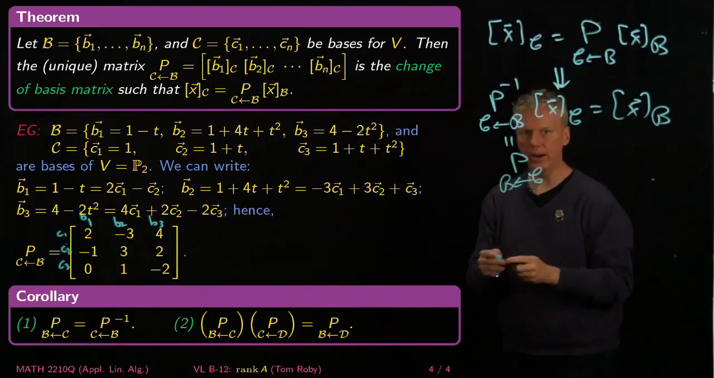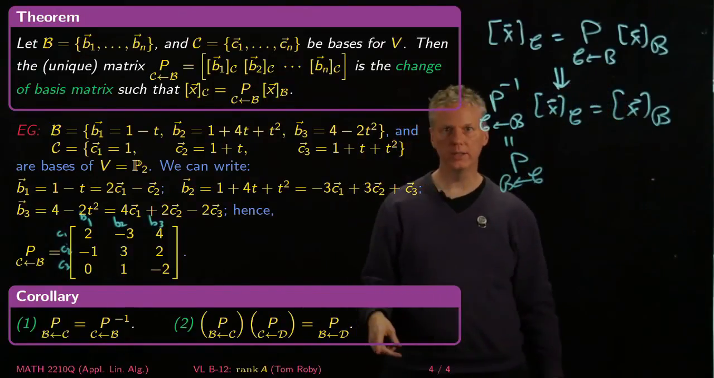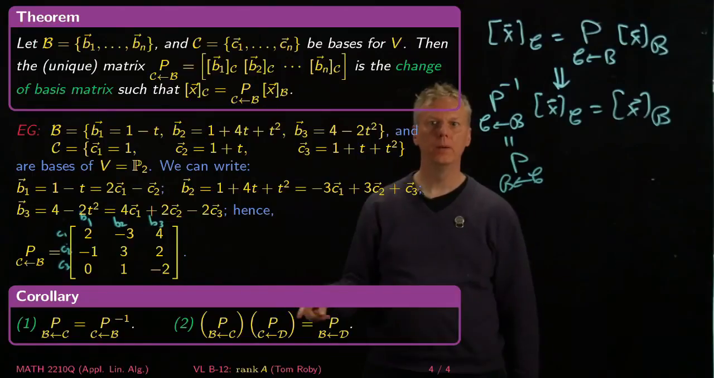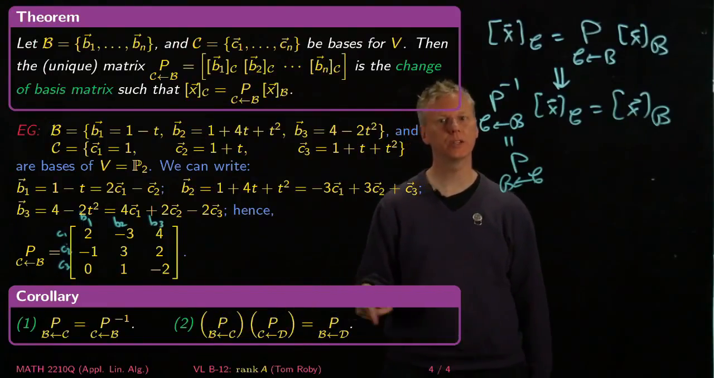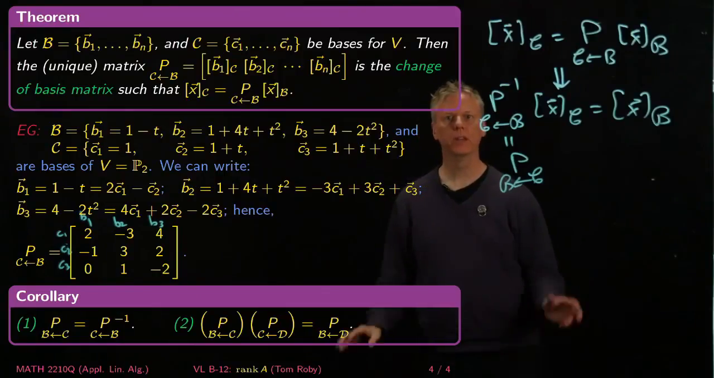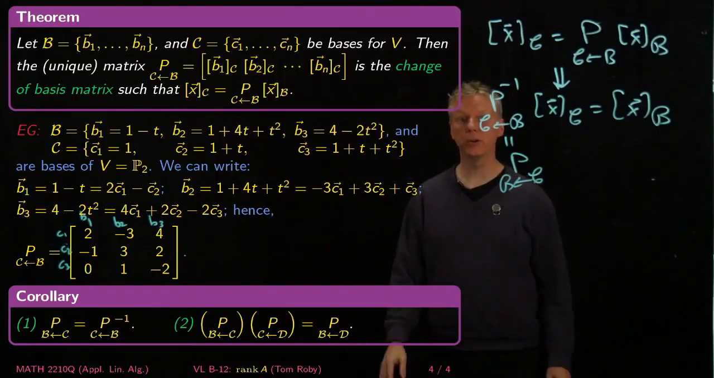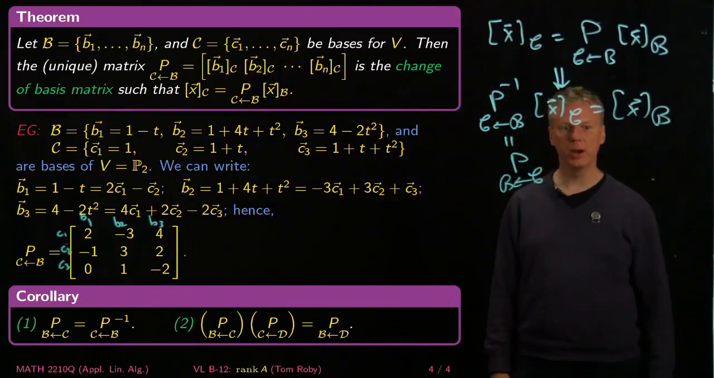And similarly here, what does the product of these two matrices do? So if I start off with something in D coordinates, I convert it to C coordinates, I get something in C coordinates. Now I use the matrix that converts it from C to B coordinates. What have I done? I've just gone from D to B coordinates. So that's got to be this matrix, P, D goes to B. So both of these things should make some sense, and they're both useful ways to think about what's going on.